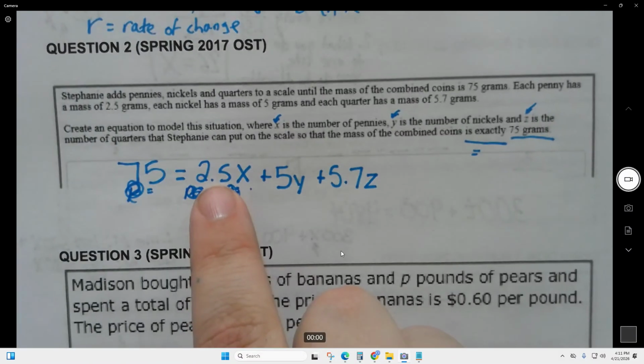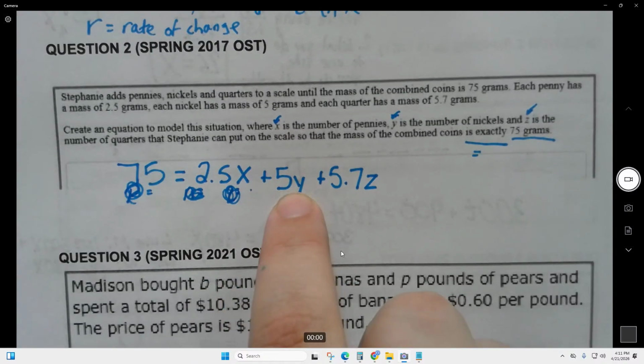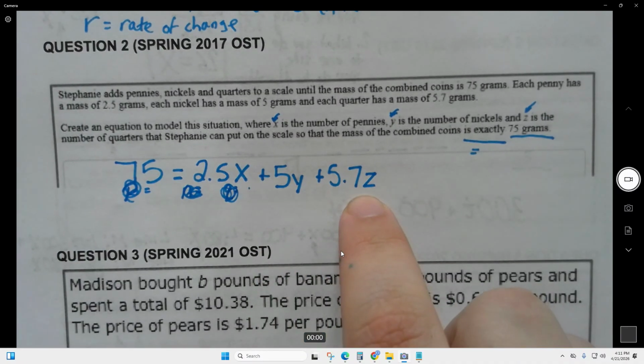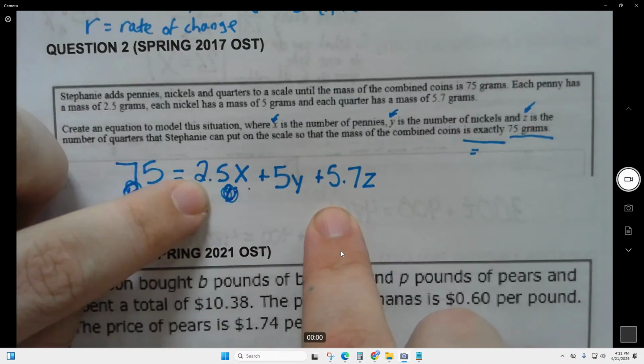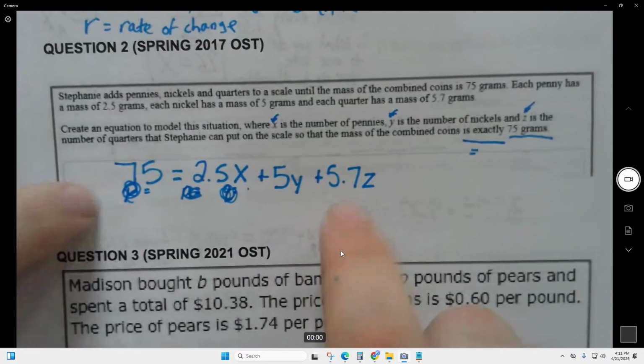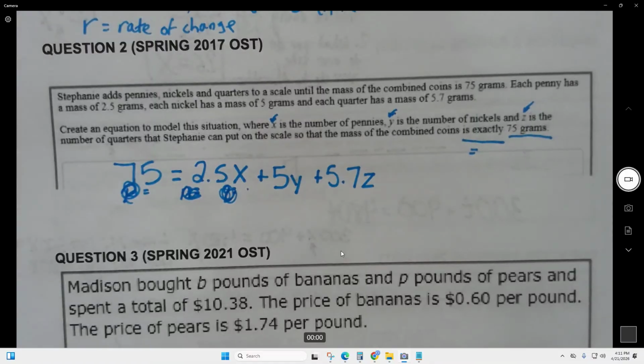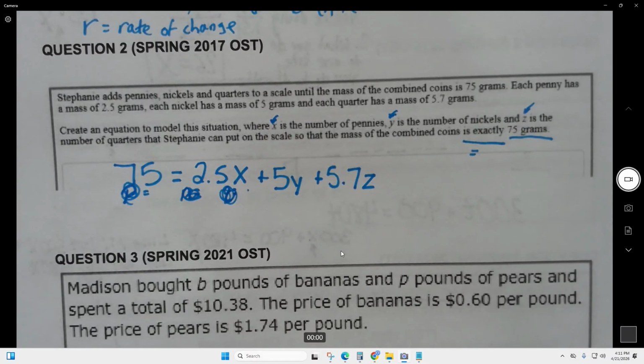So 2.5 times the number of pennies gets you the total weight of the pennies. 5 times the number of nickels gets you the total weight of the nickels. And 5.7 times the number of quarters gets you the total weight of the quarters. When you add all those up together, you should be getting 75. This is your answer. It doesn't ask you to solve, just asks you for a plausible equation.